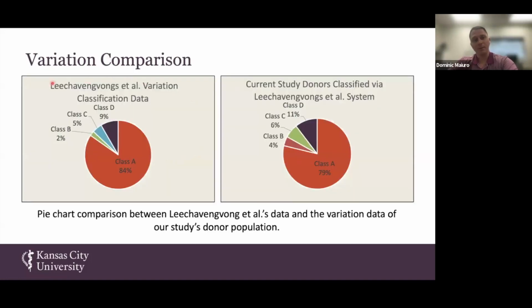All right, so this is Lee's variation data here. She found that 84% of the time they had type A, or class A variation, and she had class D variation coming in second place. And we had about the same. We were off by 5% with class A, and we were 2% off with class D. So we were very, very similar in our study's population compared to her population in the United States.